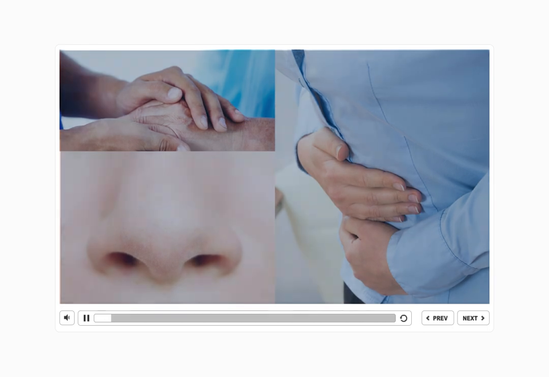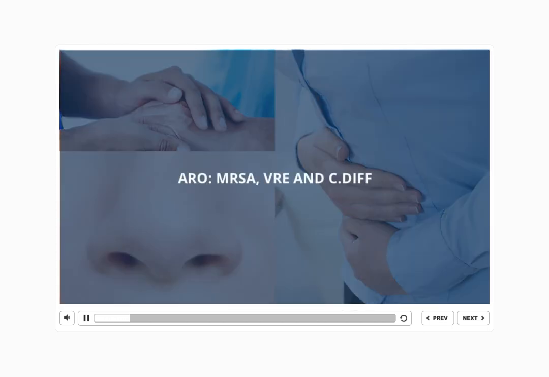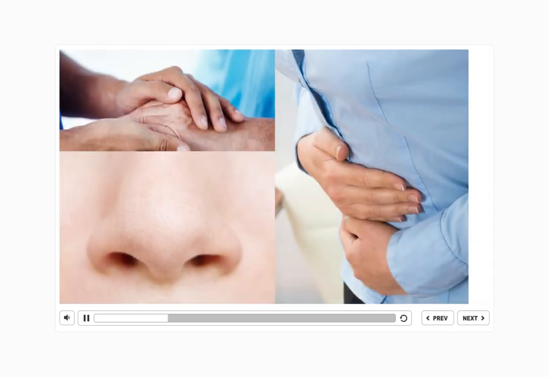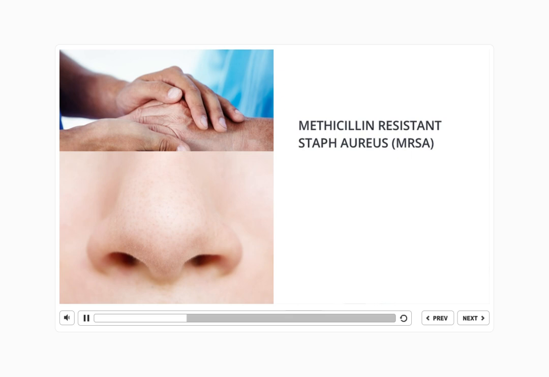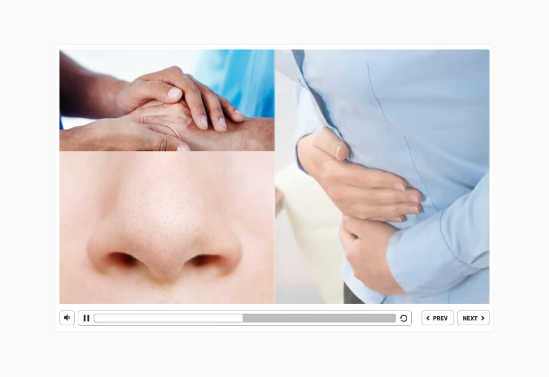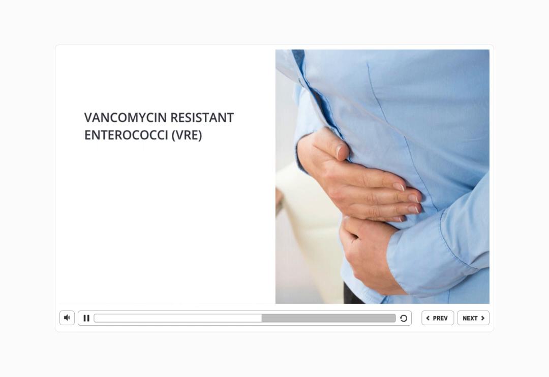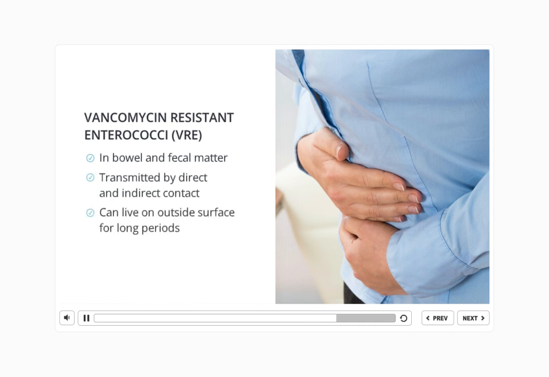A few types of antibiotic-resistant organisms, or AROs, are MRSA, VRE, and C. difficile. MRSA stands for methicillin-resistant Staph aureus. MRSA lives on the skin and in the nose. It can be transmitted by direct or indirect contact. VRE stands for vancomycin-resistant Enterococci. VRE lives in the bowel and fecal matter. It is transmitted by direct or indirect contact. Because it can live on surfaces outside of the body for a long time, there is an increased risk of indirect transmission.